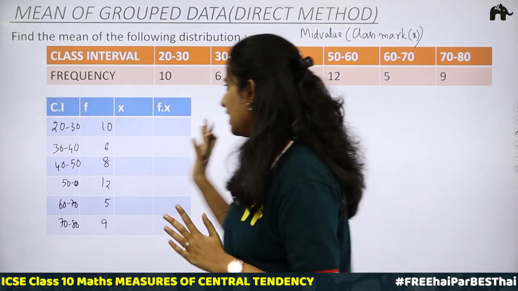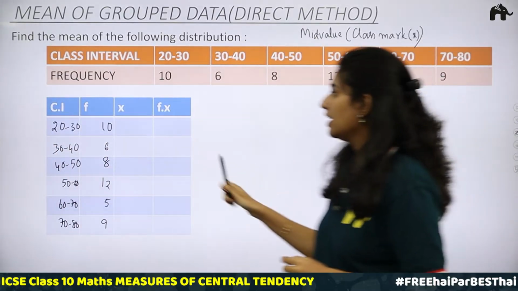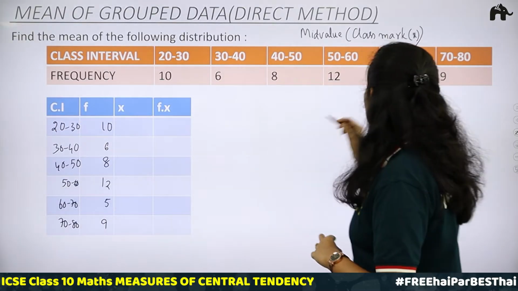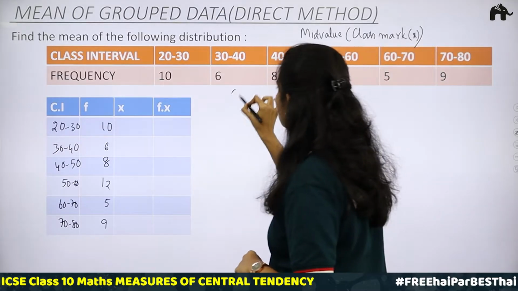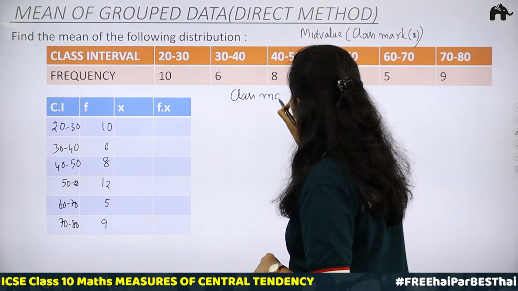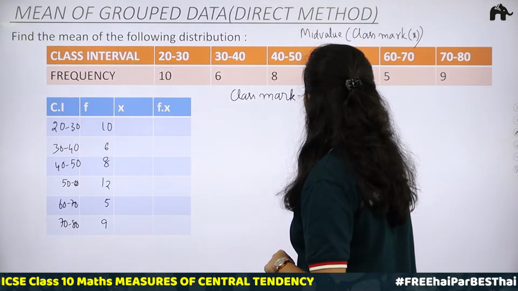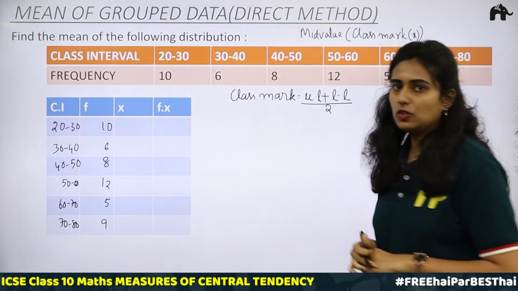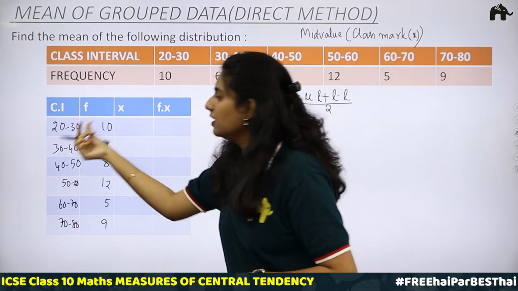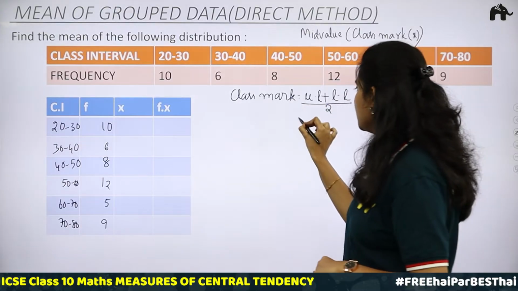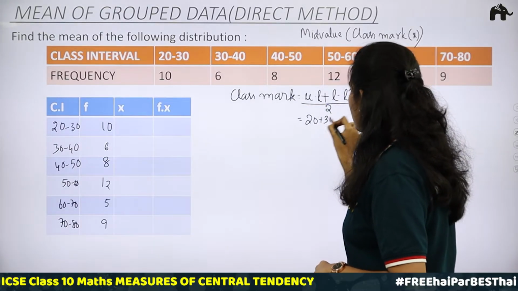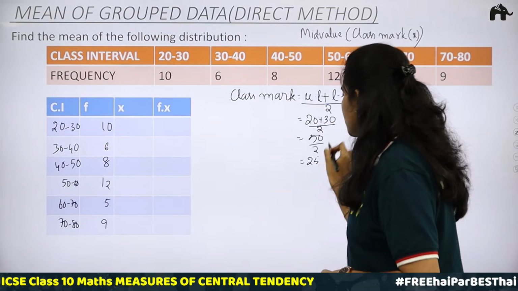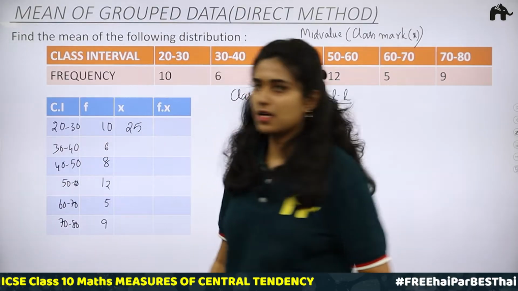To find the class mark, you have to take the sum of the lower limit and upper limit and divide it by 2. So class mark is equal to upper limit plus lower limit divided by 2. What is the class mark for the interval 20 to 30? 20 plus 30 divided by 2, that is 50 by 2, which is equal to 25. Class mark is 25.